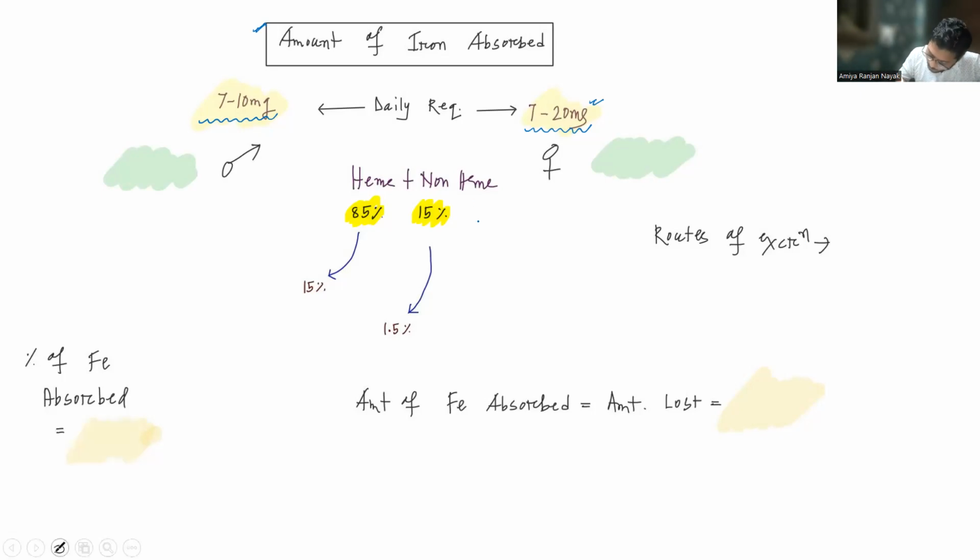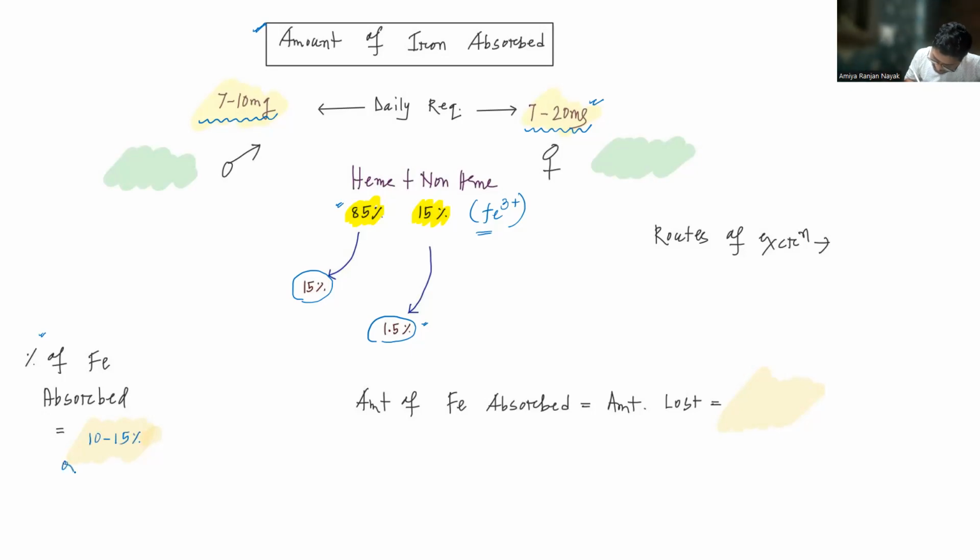So non-heme is the inorganic form that you are going to get, the ferric form of iron. Okay. And among these, 85% is heme iron, of which 15% will be absorbed. And among the non-heme iron, only 1.5% is absorbed. Again, these numbers are also important. So heme form of iron, 85%, non-heme 15%. Among the heme form, 15% will be absorbed. Among the non-heme form, only 1.5% will be absorbed. So if you do all this calculation, the percentage of iron that is absorbed is around 10 to 15%.